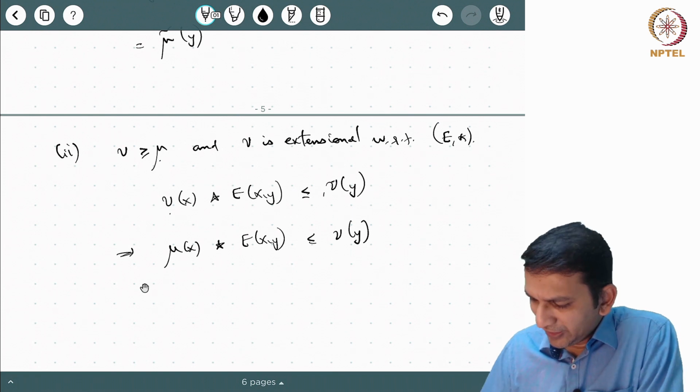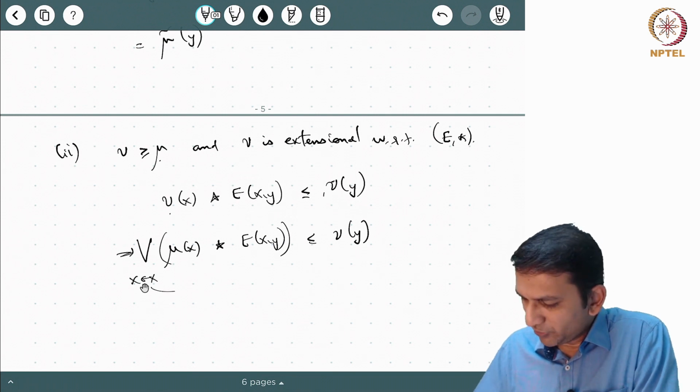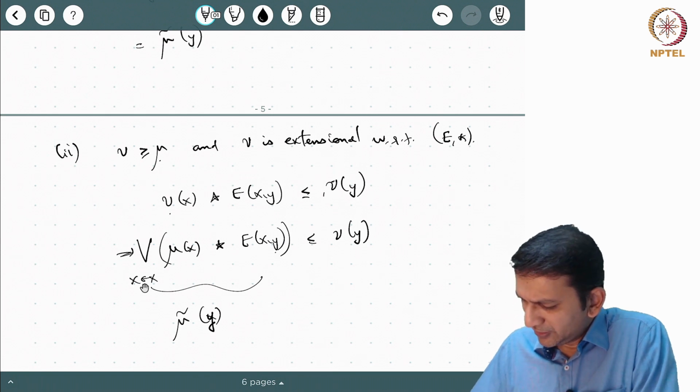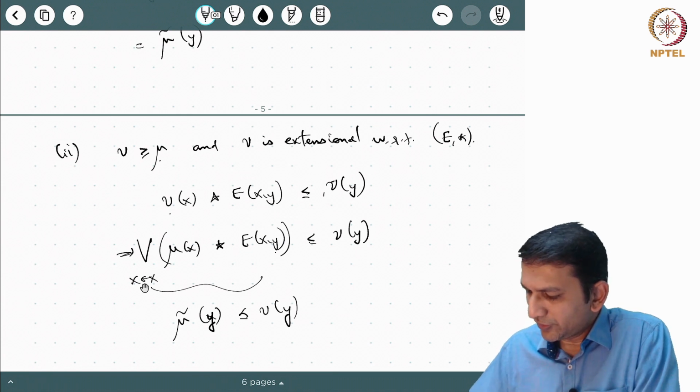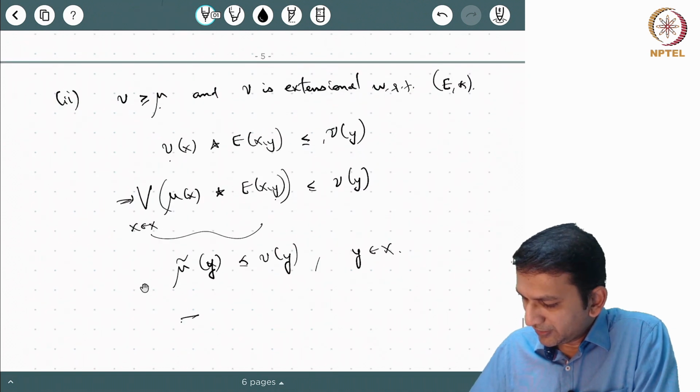Now this happens for every x, which means we can put sup over x here, which is still true. This quantity is essentially mu tilde of x, mu tilde of y, because y is fixed. So what we have shown is that mu tilde is smaller than mu of y for any arbitrary y in X, which implies mu tilde is less than or equal to mu.